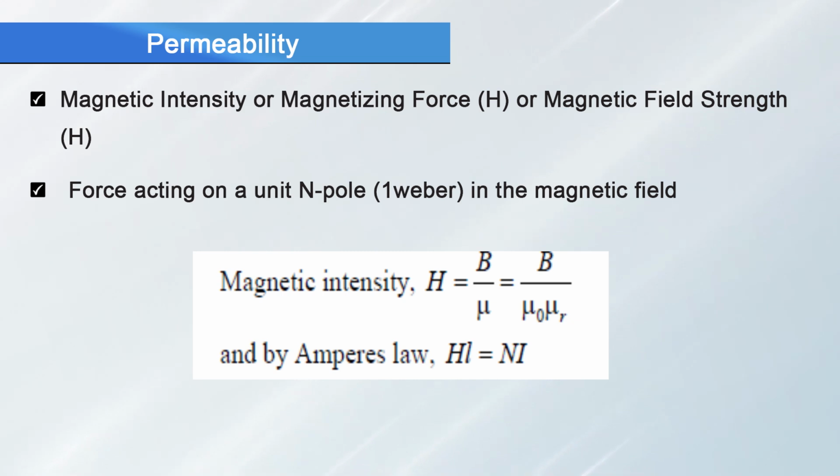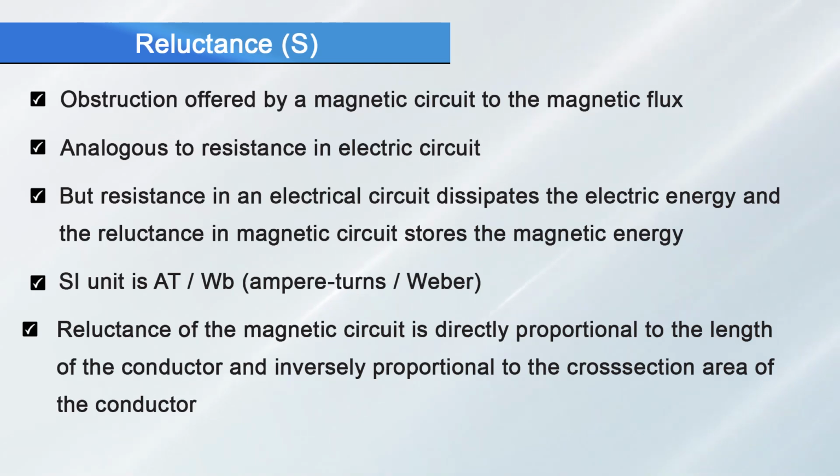The magnetic intensity is also defined as the amount of magnetomotive force per unit length of the magnetic circuit. It is expressed as the ratio of B and mu, and by Ampere's law we have seen that H can be written as the product of number of turns and current. The unit is ampere per meter, and this determines how a material responds to external magnetic field, influencing the magnetic field inside the material.